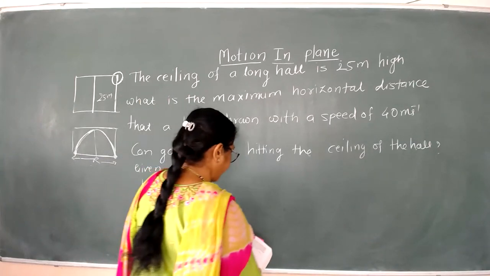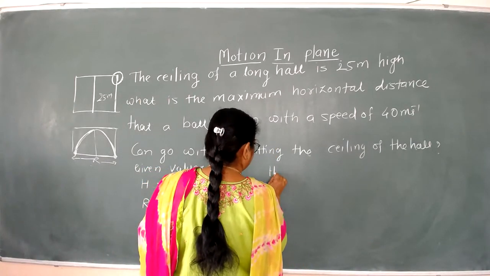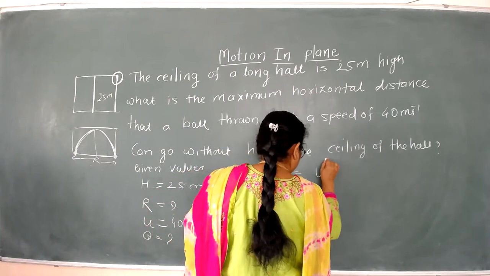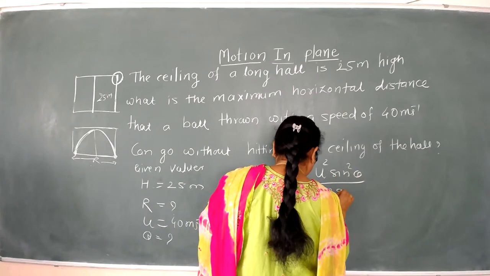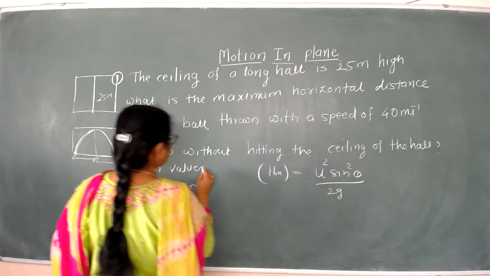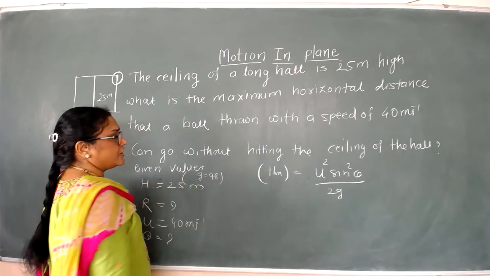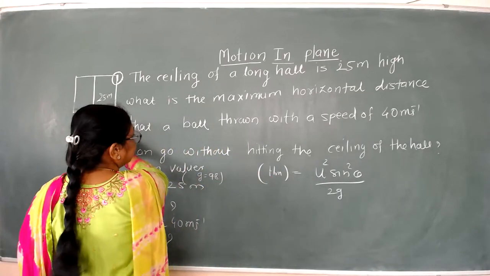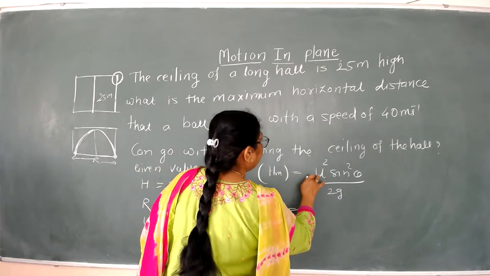First, to find out the maximum height. The maximum height is H maximum equal to u square sine square theta divided by 2g. Here g is known, and the value of g is equal to 9.8. So find out the value. The maximum height is given, that maximum height is equal to 25.